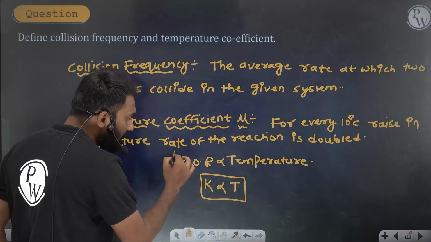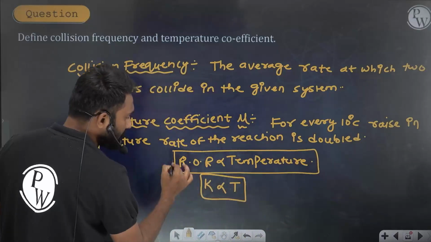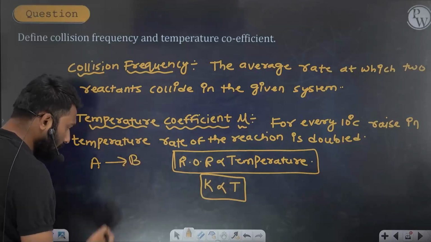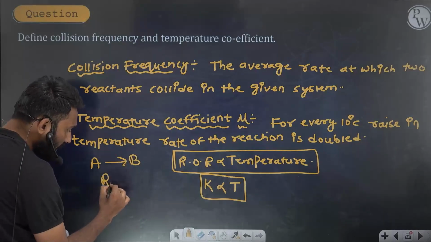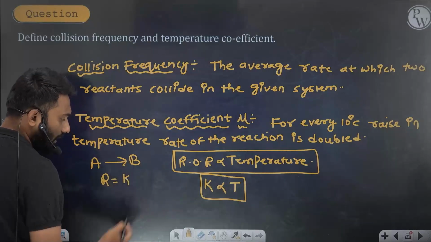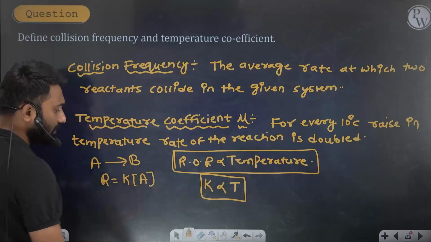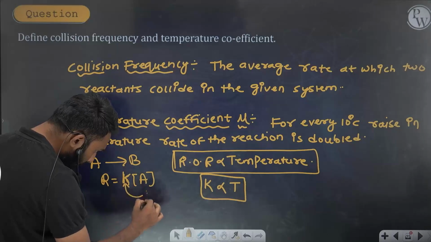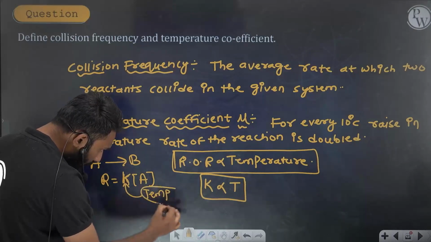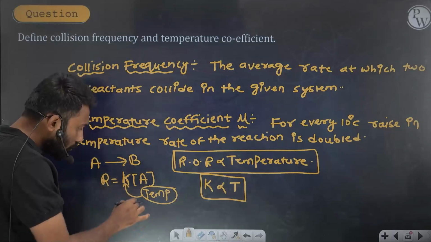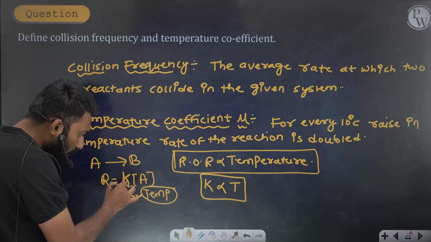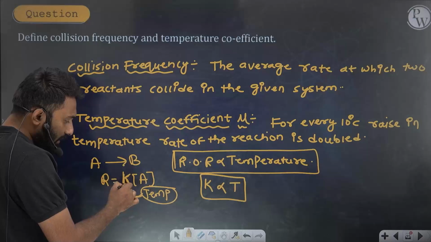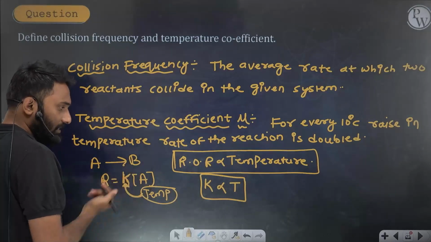Because the rate of the reaction is directly proportional to the temperature. See here, A is converting into B. How can the rate law be written for this one? Rate is equal to k, the rate constant, times the concentration of A. Now this rate constant will depend upon only temperature. You have to be very careful. This will depend upon only the temperature. How much temperature it is? If the temperature is doubled.